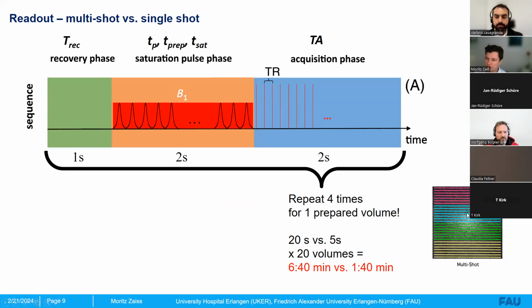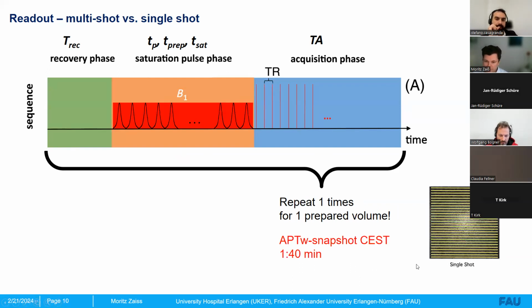So if we have four shots like displayed here, we have to repeat this whole part four times. If we have 20 volumes for 20 offsets and each of them takes 5 seconds, this is around 6 minutes 40 versus for just a single shot where we acquire the full k-space in one shot, in which it would be just 1 minute 40. So that's why we are a big fan of single shot images. We can do an APT-weighted snapshot CEST in less than 2 minutes, let's say.